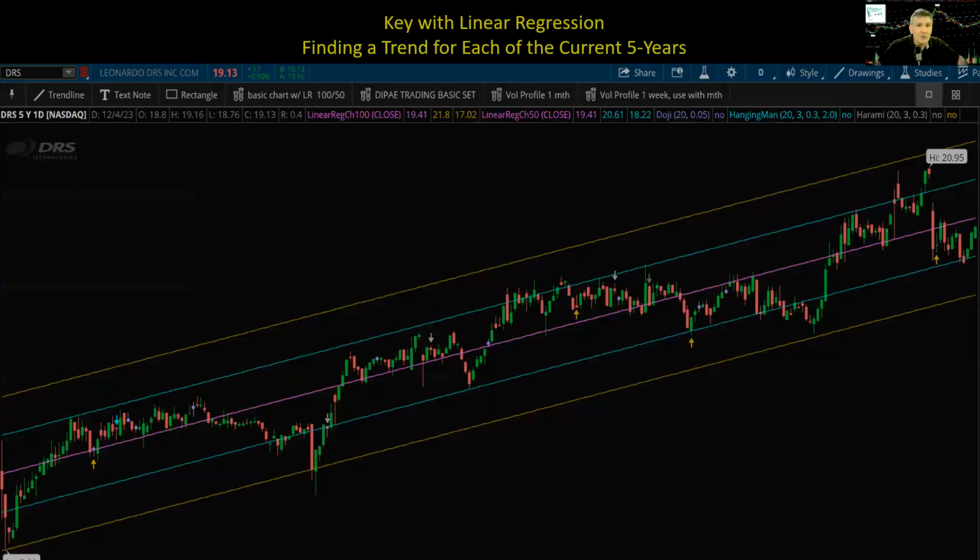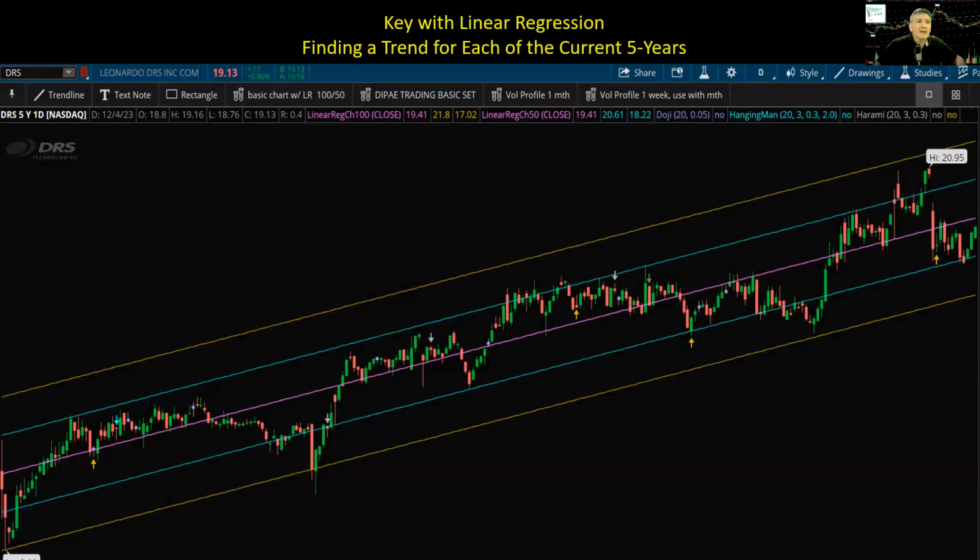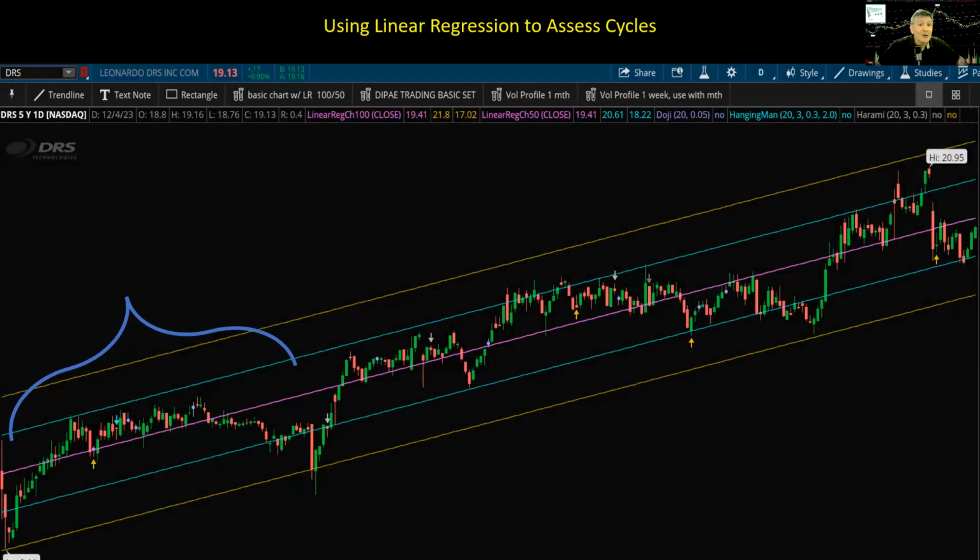Now, let's move on to finding a trend for each of the current 5 years. We already saw the 5-year view. Look at that. That's as beautiful as it gets on this particular company, which is DRS, Leonardo. It's a defense contractor. That's a beautiful, beautiful trending company. 5 years. Let's go to looking at something interesting here. Cycles. Do you see them?